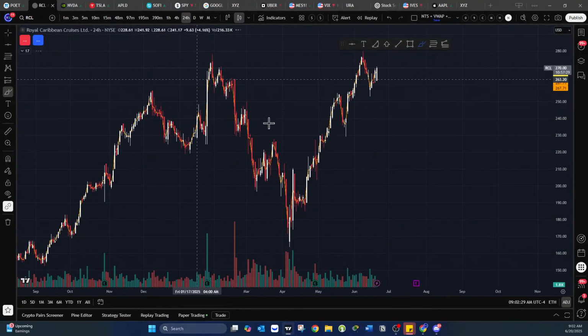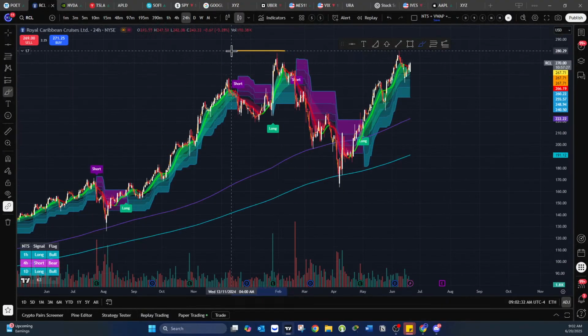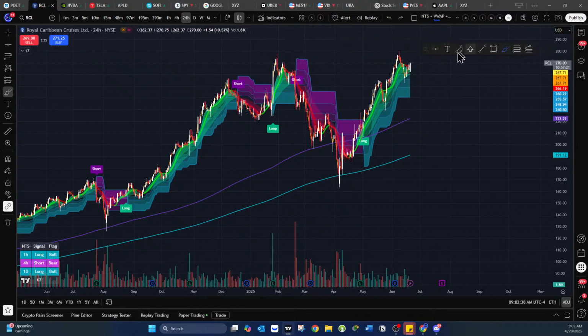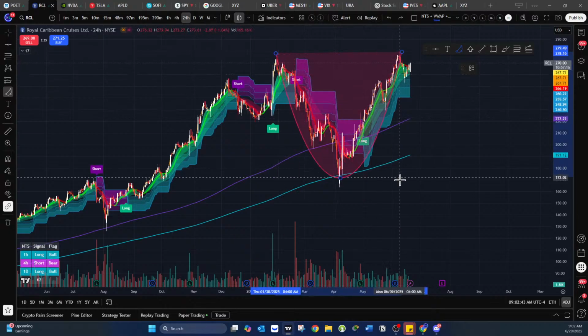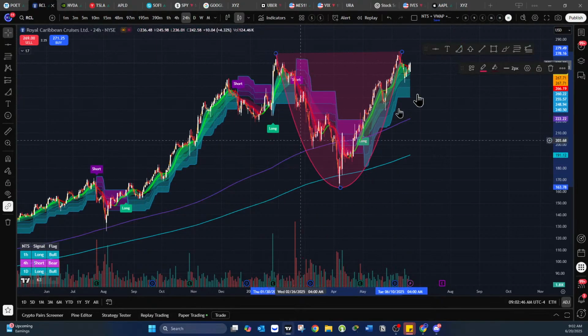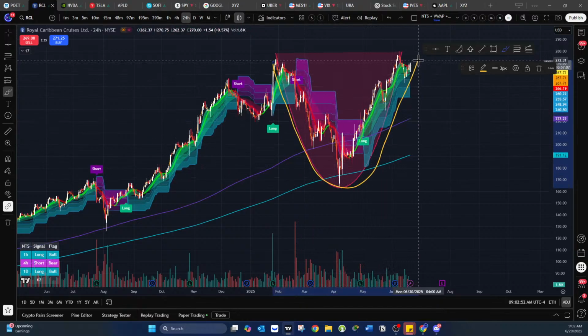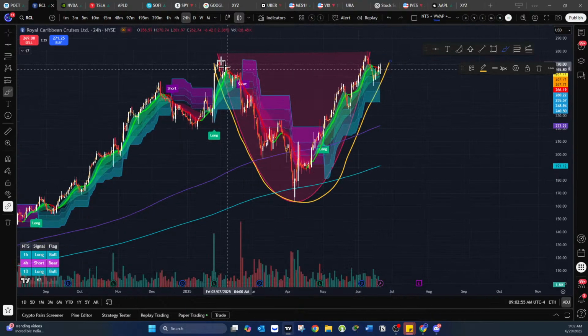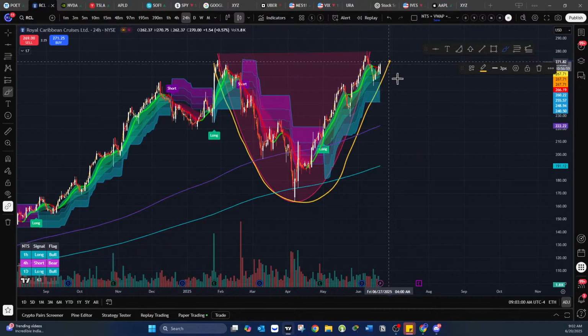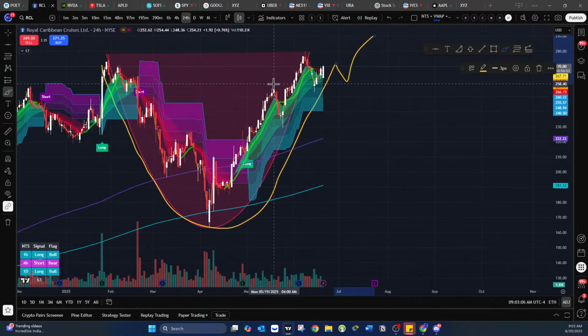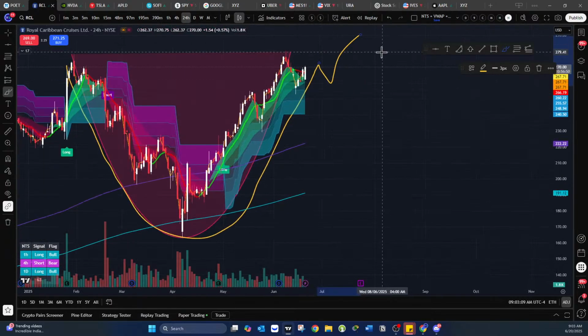RCL, let's see. Just at a glance, it's always a good thing when you see this kind of situation, like this rounding bottom look. You could also draw it, it's up to you guys, but when you see this kind of thing right here, that is a very bullish sign for the most part. This looks like a head and shoulders setup, right? Which is basically something like this. So yeah, this looks pretty damn bullish just at a glance here.